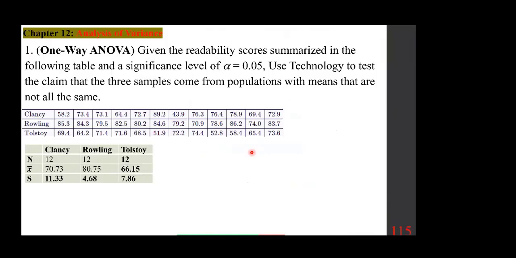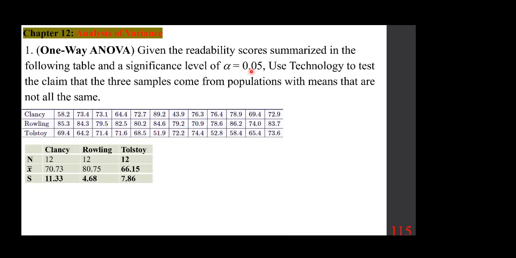Given the readability scores summarized in the following table and a significance level of alpha equals 0.05, use technology to test the claim that the three samples come from populations with means that are not all the same.